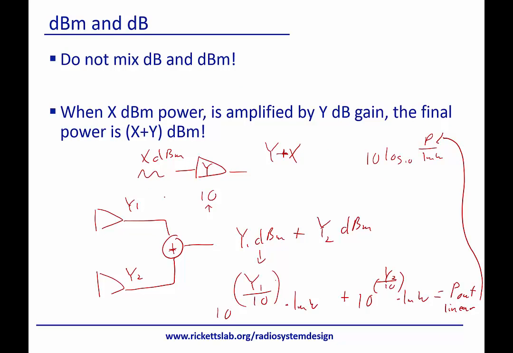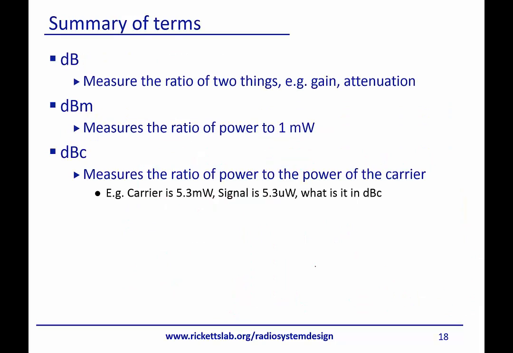So you can see that in multiplication, like for a gain stage, we're adding the dB, but whenever you're adding signals, you've got to go back into the linear domain. And we're going to test you on this several times because it's something that we often forget.